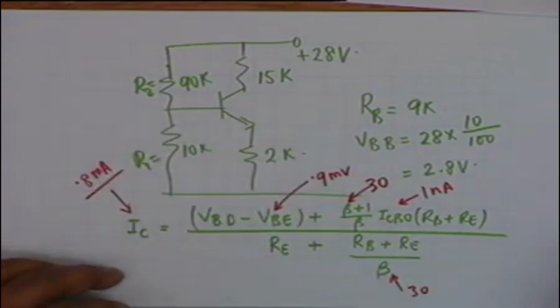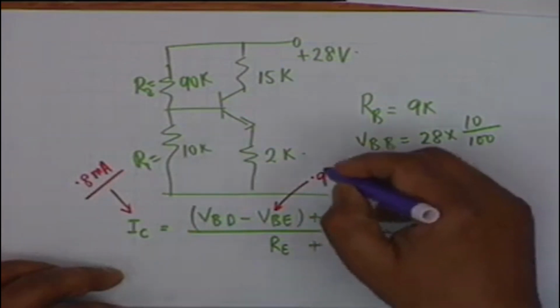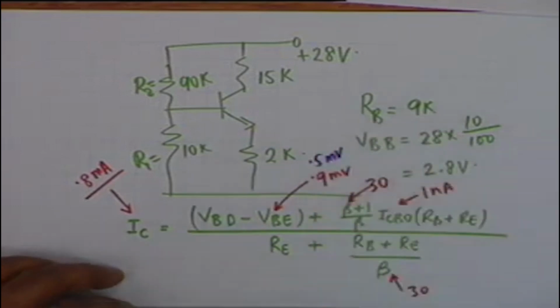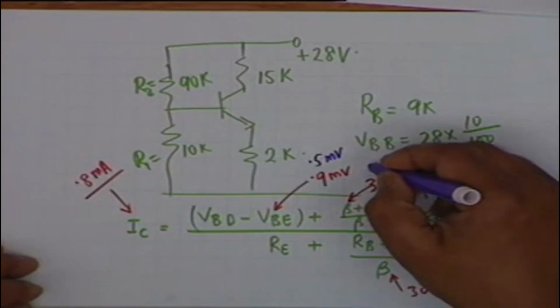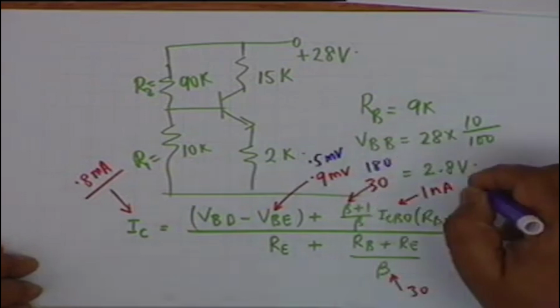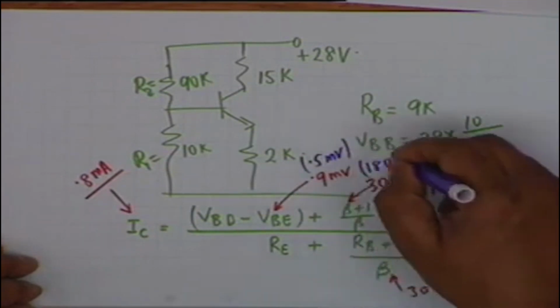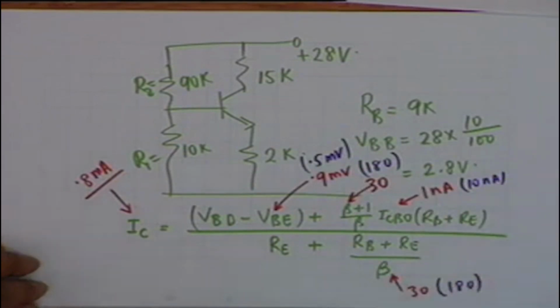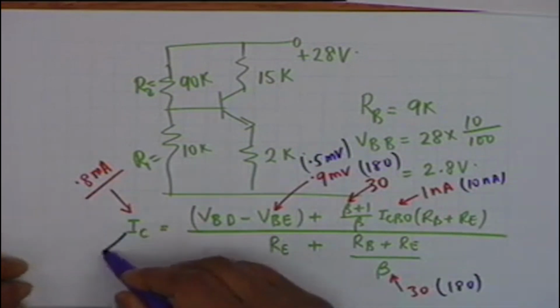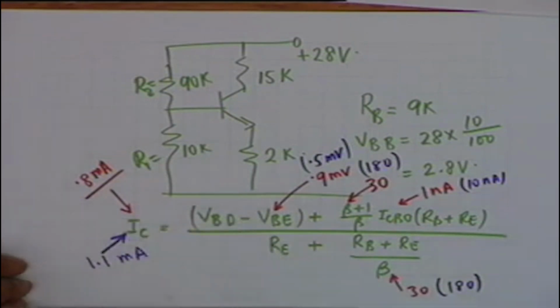Now the other extreme is when VBE is 0.5 millivolt. Let me indicate this in another color. The other extreme is 0.5 millivolt, beta is 180, and ICBO is 10 nanoamperes. Under these conditions, if you put down the values, then IC calculates as 1.1 milliampere, and you see the range 0.8 to 1.1, approximately 30%.